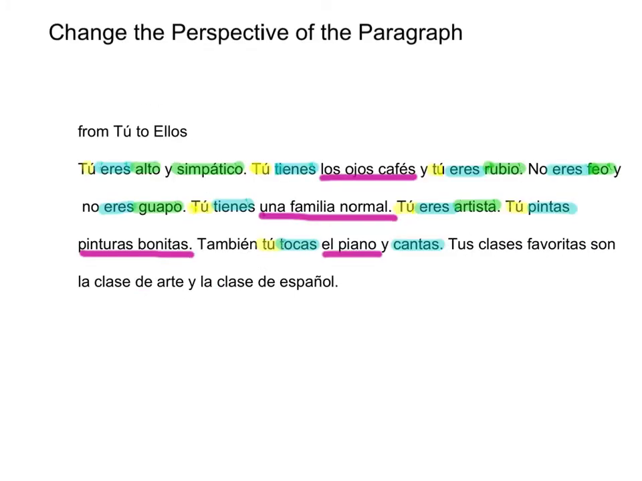You'll notice for the examples of things that aren't going to change, a lot of times it follows the verb tener, to have. So, tú tienes los ojos cafés. The brown eyes does not need to change because it's not describing the person, it's describing the eyes. Also, if it's after an action verb like play the piano, el piano will not need to change. Or tú pintas pinturas bonitas, the pretty pictures, does not need to change.